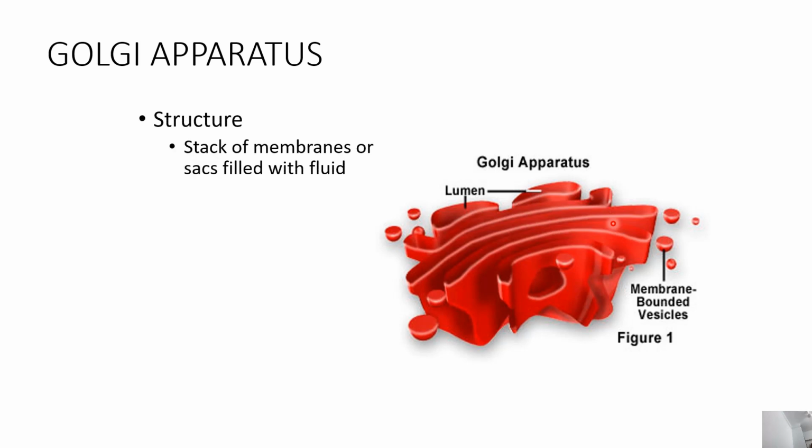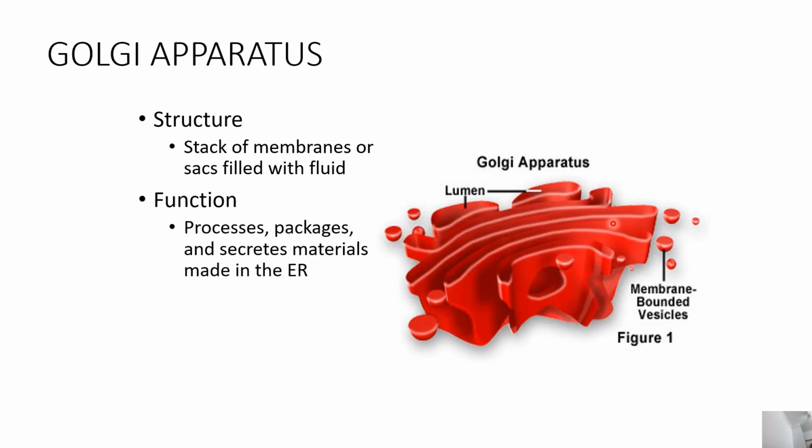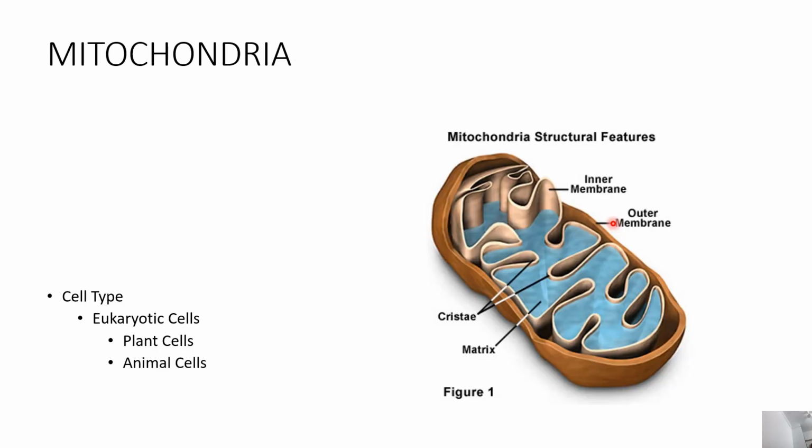Now, if you go to the Golgi apparatus, the structure is a stack of membranes or sacs filled with fluid. The function is to process, package, and secrete materials made in the endoplasmic reticulum. And cell type can be both plants and animals.